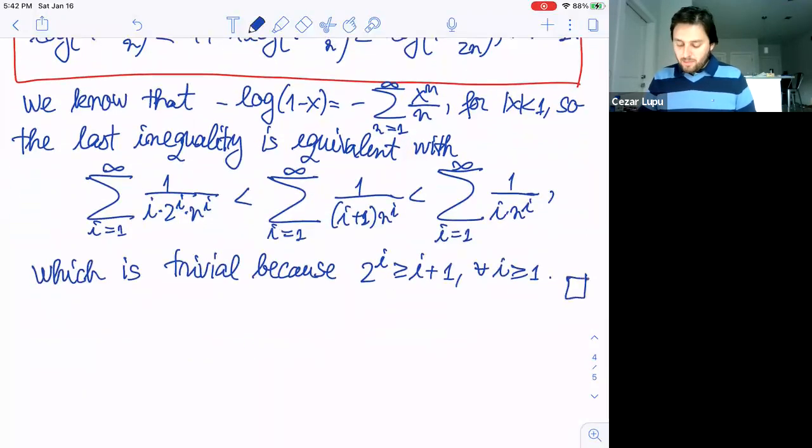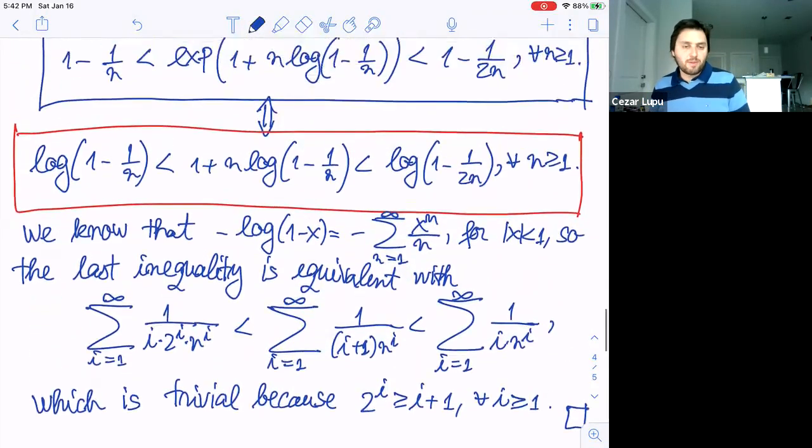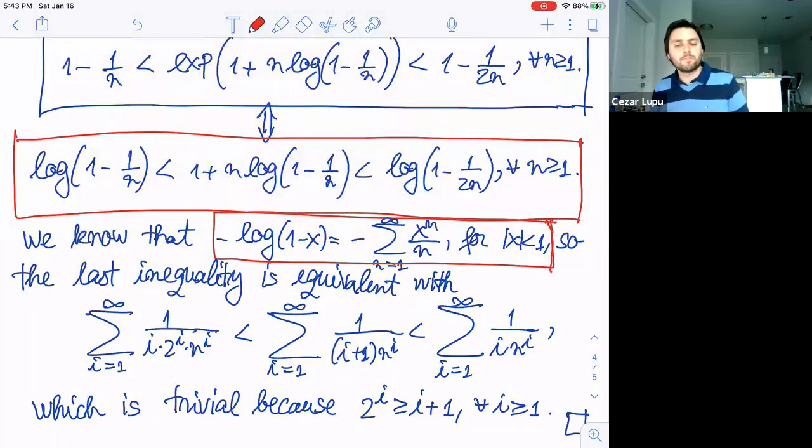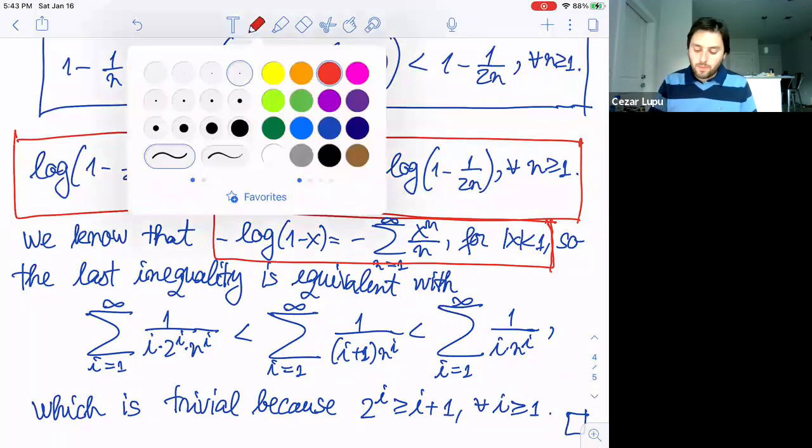And that's the end of the problem. All right, so this was a nice problem. As you can see, you only use this fact in this form. Look here. Right? But now I would like to point out a remark.